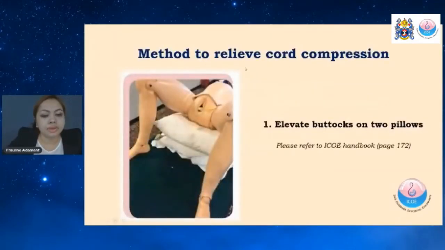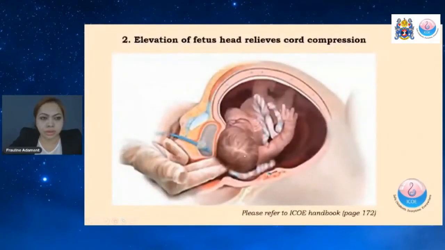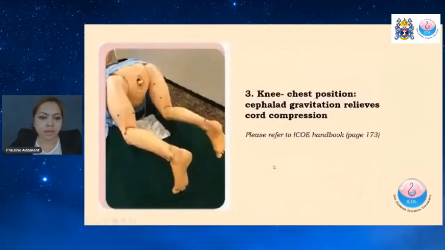Right. I will show the pictures on how to relieve the cord compression. The first one is how we elevate the buttocks with 2 pillows. Next, elevation of the fetal head using your fingers to relieve the cord compression. And this is how we put the mother in the knee-chest position, because the cephalad gravity will relieve the cord compression.